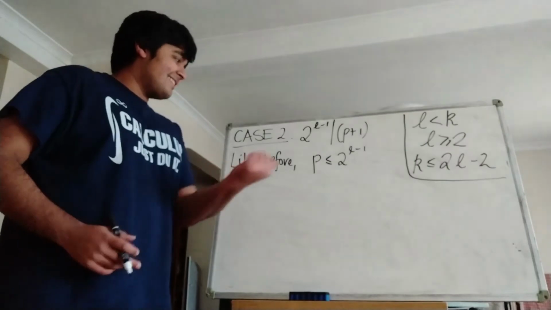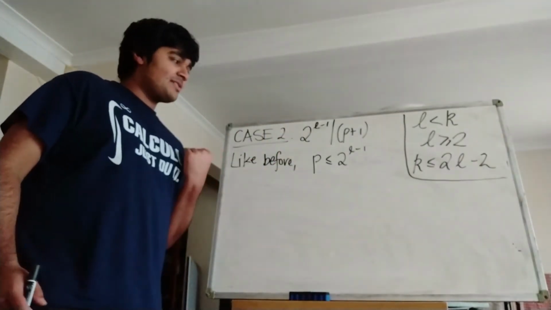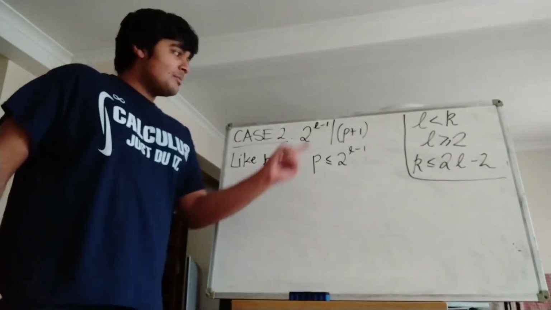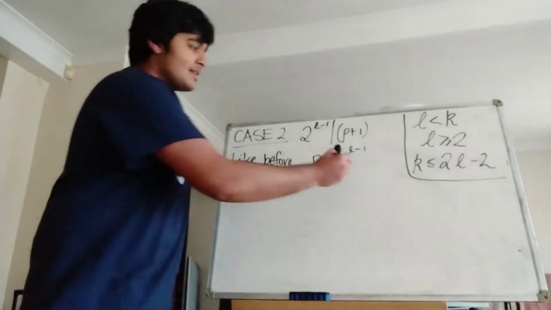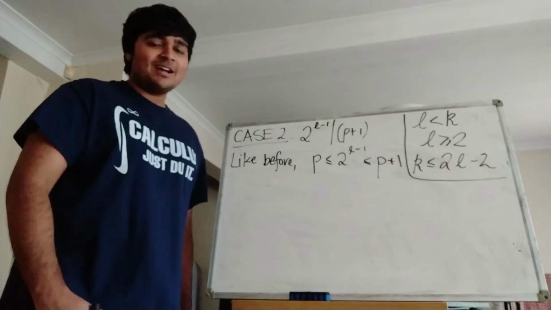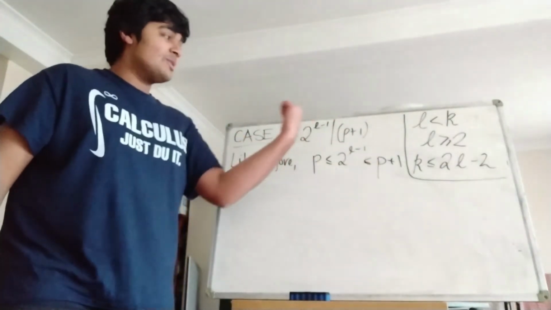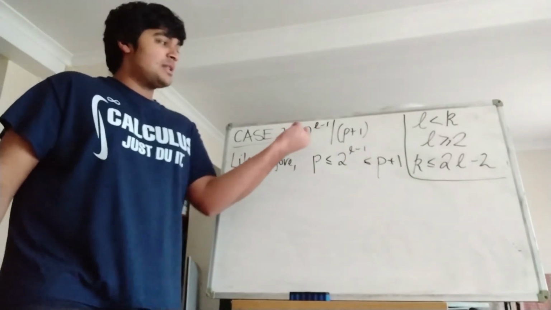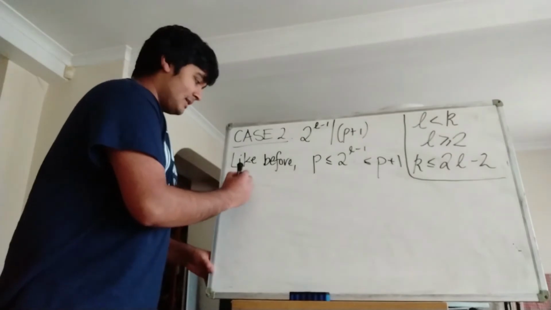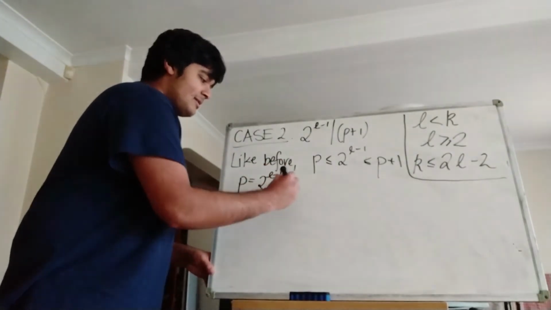And finally, let's consider the last case. So 2^(l-1) divides p + 1. So like before, what we just derived in case 1, we have that p is certainly less than or equal to 2^(l-1). But because 2^(l-1) divides p + 1, it must be that 2^(l-1) is also less than or equal to p + 1. And because, of course, 2^(l-1) is an integer, either it equals p or it equals p + 1. But if it was p, then we wouldn't have 2^(l-1) divides p + 1. So it must be that 2^(l-1) equals p + 1. So then we have that p is equal to 2^(l-1) - 1.